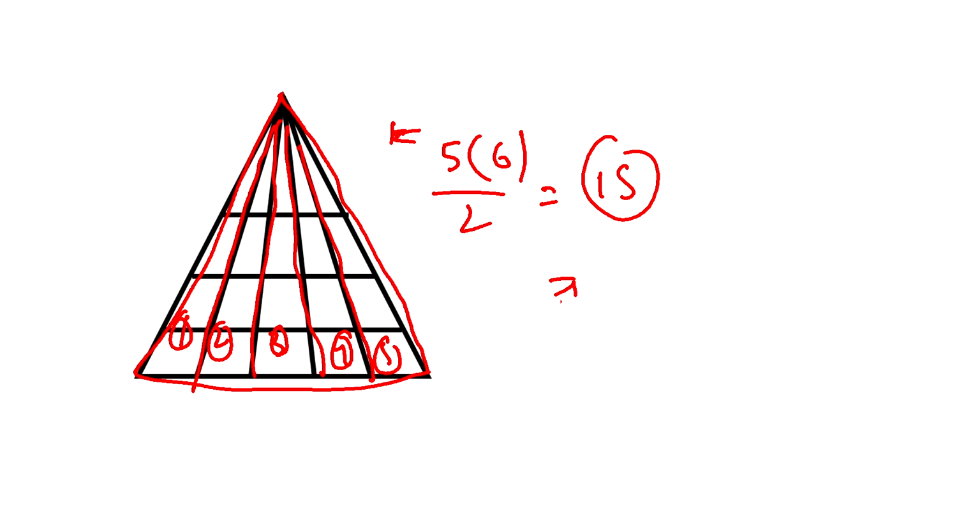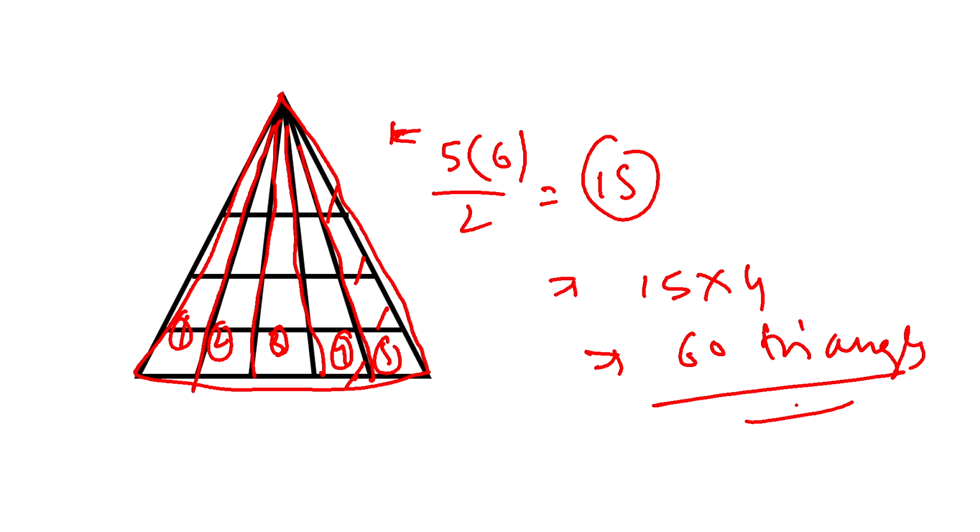Now what we will do, we will multiply with the horizontal lines. So we have 4 lines, 1, 2, 3 and 4 lines. So 15 into 4, this becomes 60 triangles. Okay, so we have a total of 60 triangles in this figure.